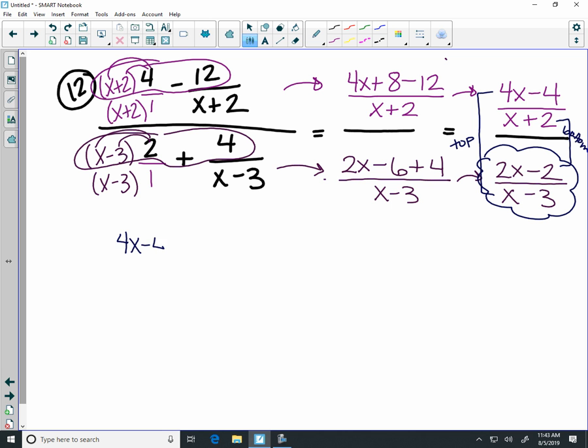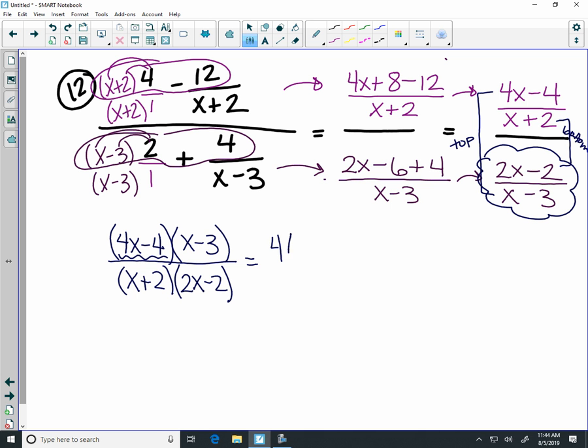4x minus 4 in parentheses times x minus 3 is the numerator. And the denominator is x plus 2 times 2x minus 2. Now we have a little factoring here. You always want to look for factoring. We can factor out a 4 from this, 4x minus 4. Similarly, in the denominator, we can factor out a 2, so I'm just going to switch that order.